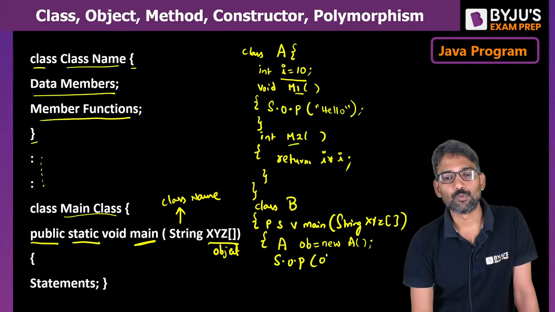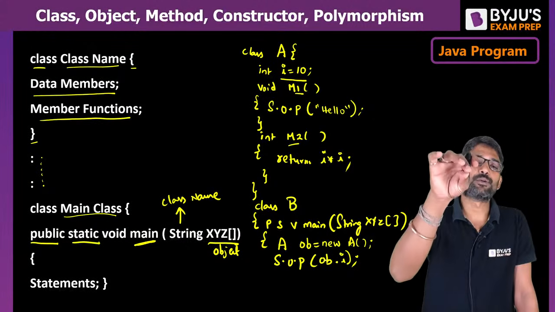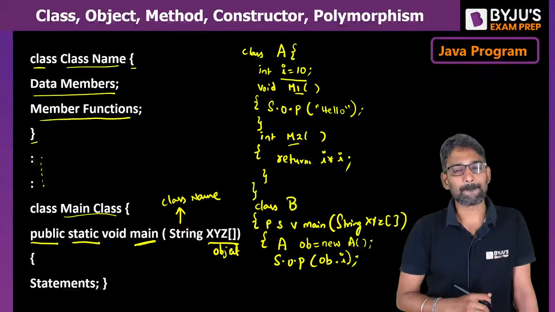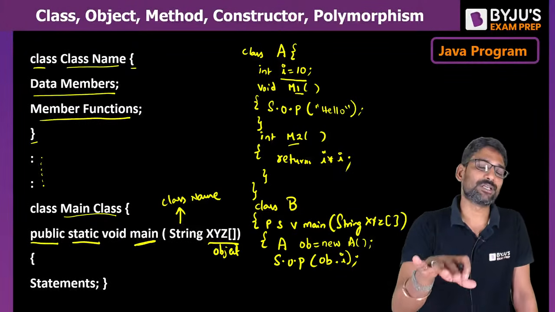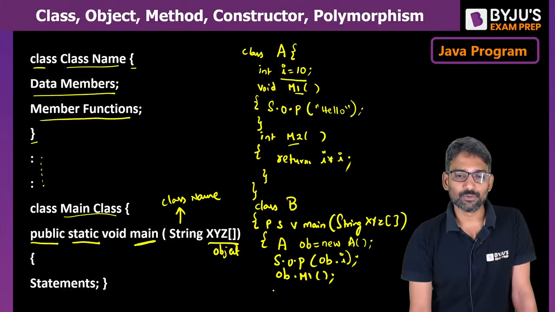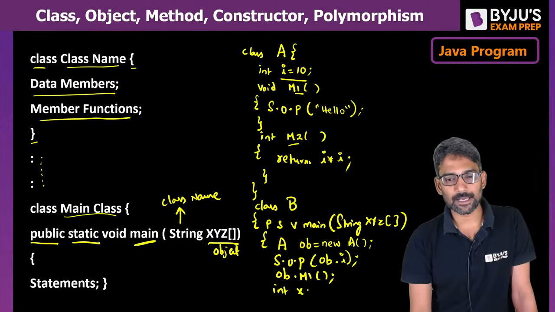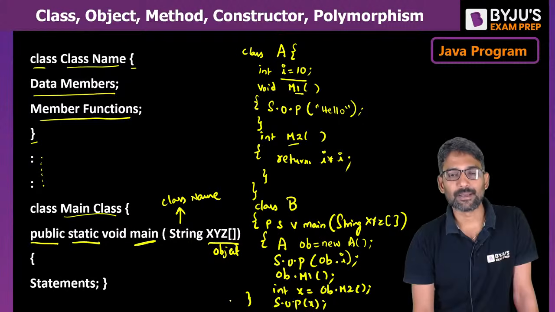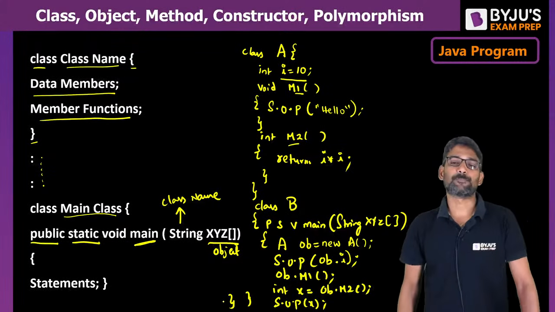So you can access like this: system.out.print ob.I. Similarly, I would like to call the m1 method, but it is a member of A, so you have to access it through its object: ob.m1. Similarly m2: int x is equal to ob.m2, system.out.print x. Main method I am closing, class B I am closing.